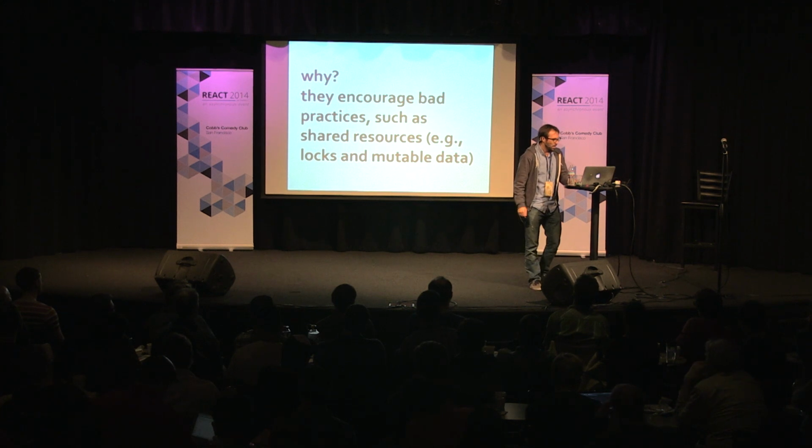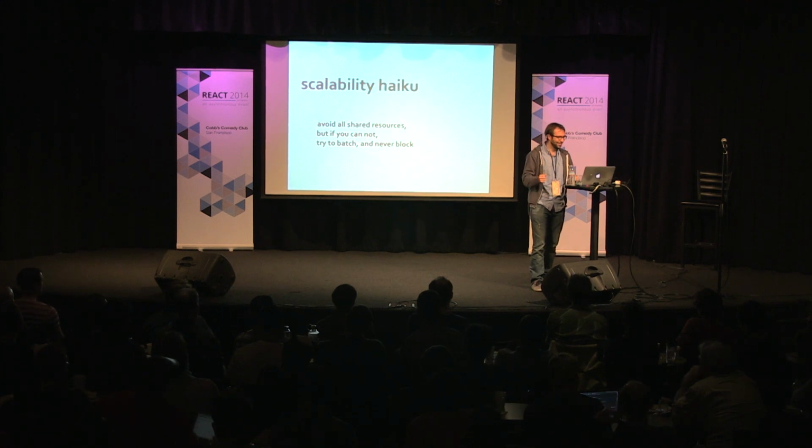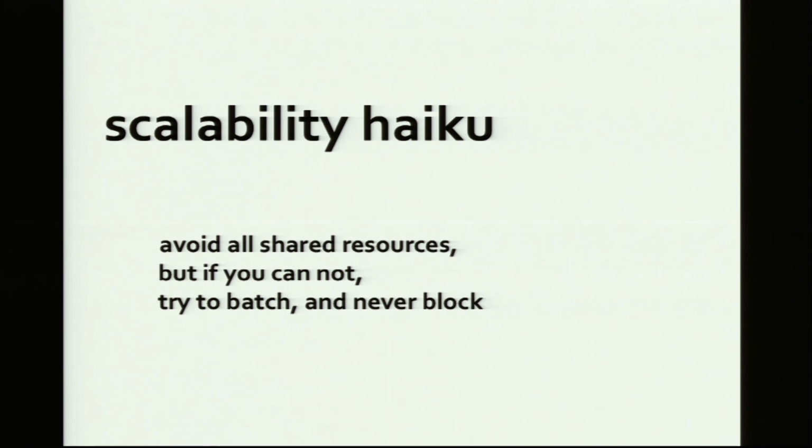Okay? So I've got a few slides about shared resources, but I thought for fun, a couple days ago when I was thinking about shared resources and how I would want to put this in the talk, I would write a little haiku. So I wrote the scalability haiku. And it goes like this. It's 5-7-5: avoid all shared resources, but if you cannot, try to batch and never block. Okay, so that's my scalability haiku. Yeah, it's good.